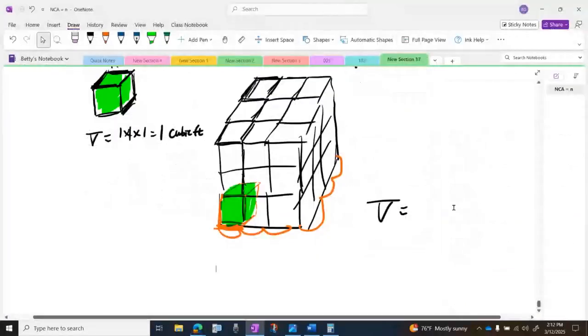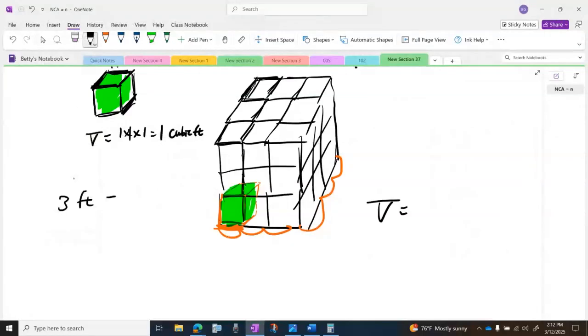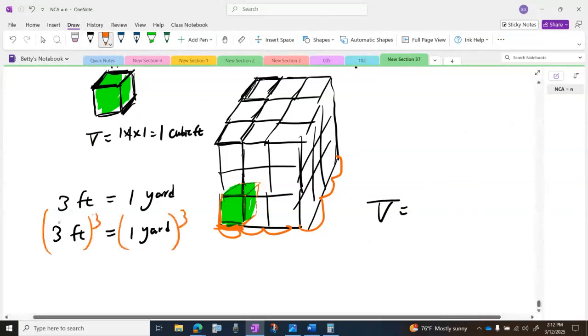So you see, 3 feet equals 1 yard. And we want to know the relationship between cubic feet and cubic yard, right? Then what do we do? We cube both sides. Raise both sides of the equation to the power 3, right? And then we have a cube here, and here. So 3 cubed is 27.